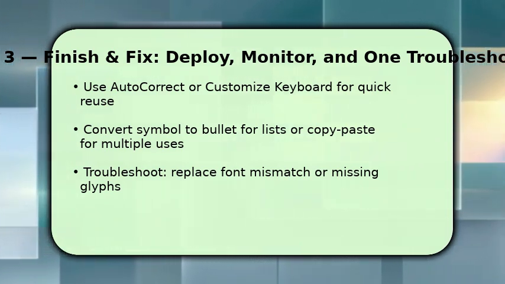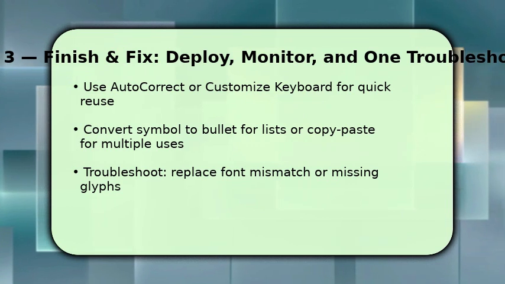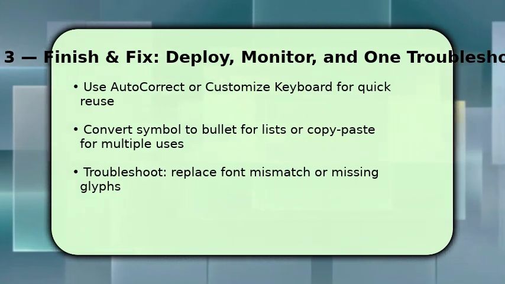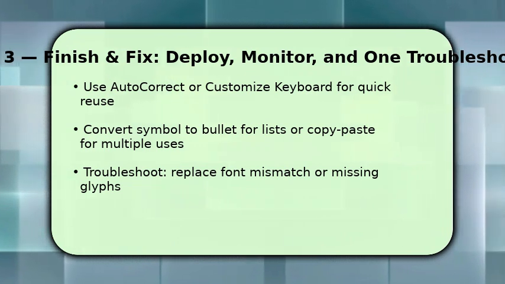If the check looks wrong, make sure the font matches adjacent text. Missing glyphs mean try Wingdings versus Segoe UI Symbol. If colors or size shift, select the symbol and apply the desired formatting from Home to fix it.